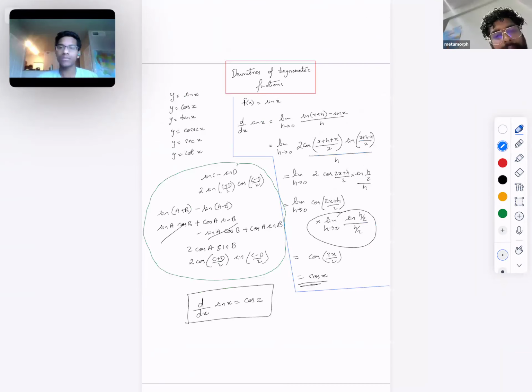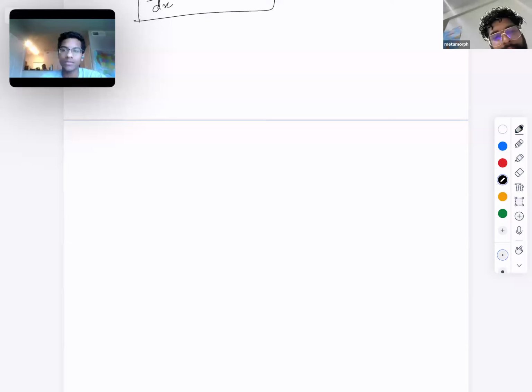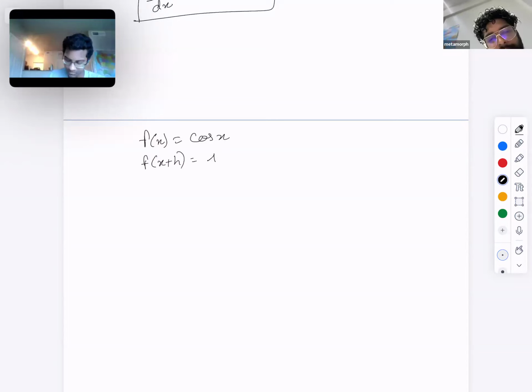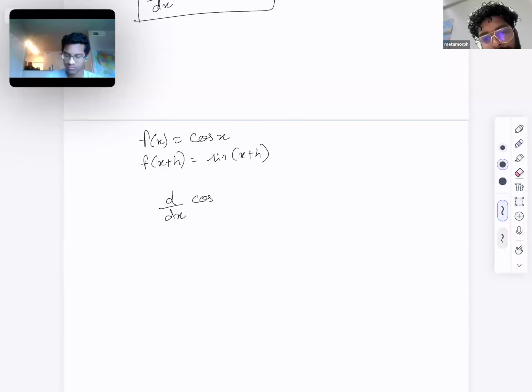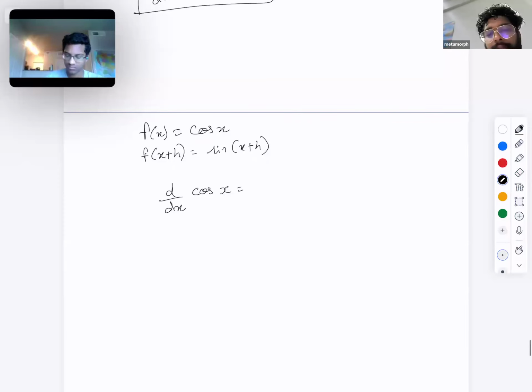Let's do y equals cos x then. Let's write it as f of x equals cos x. So f of x plus h will be cos x plus h. Now you have derivative of cos x equals limit h approaches 0 of cos x plus h minus cos x over h.